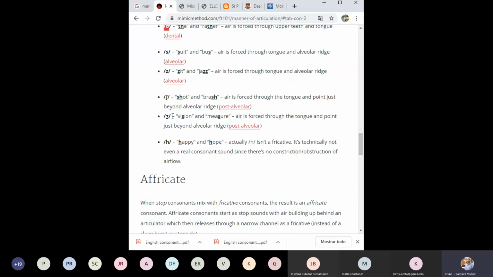Both of them fricative, because there's also friction when you say short, right? Short, brash, vision, measure, right? And the first one voiceless, the second one voiced. And finally, a glottal fricative, right?